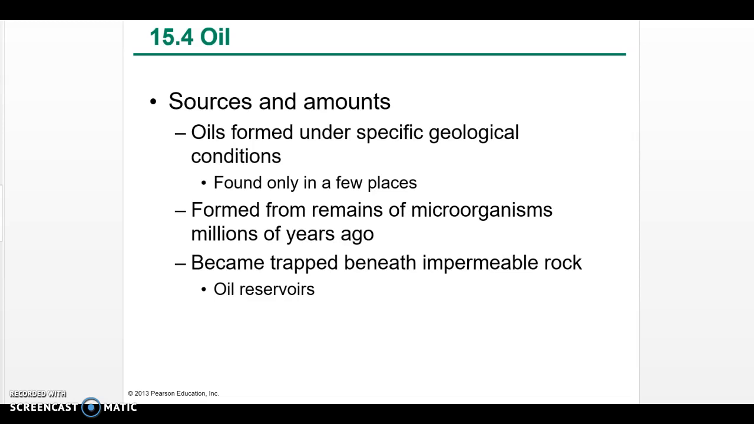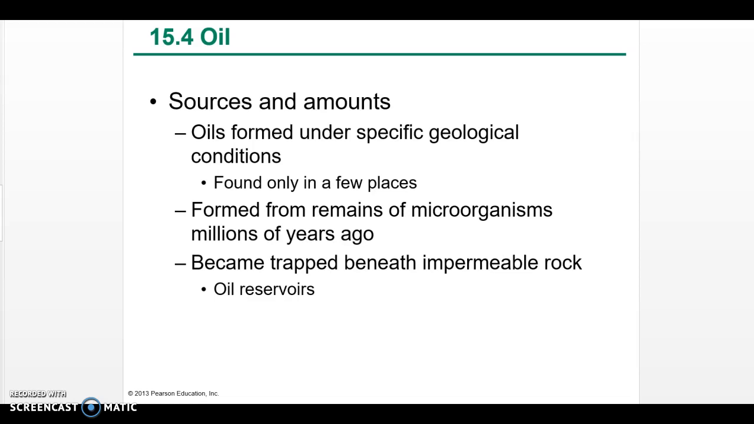Let's move to oil. So oil forms under specific geological conditions. It has to be under a lot of pressure, and it's formed from the remains of microorganisms millions of years ago. They become trapped beneath the permeable rock, and they become oil reservoirs. So it's a really thick, viscous material. Oil is like a sludge almost when it comes out of the ground, and then it's refined into different types of oils that we can use.